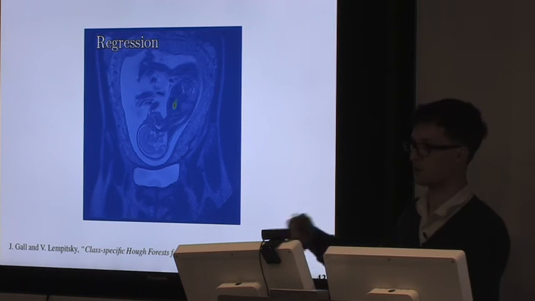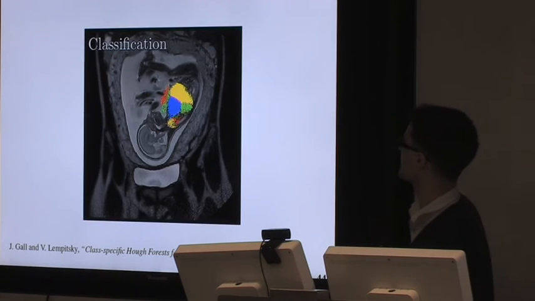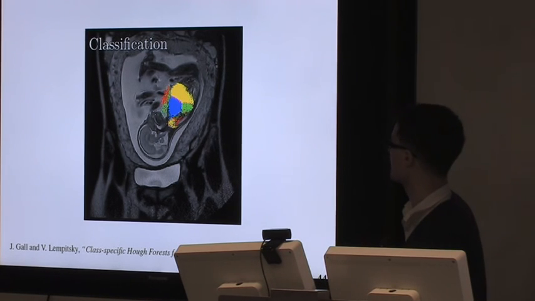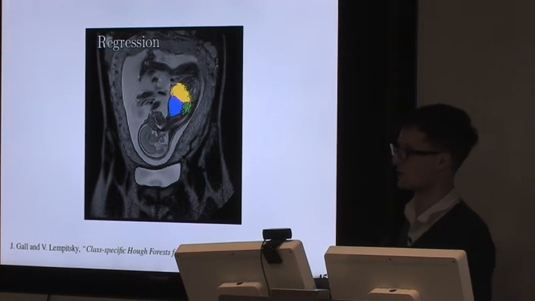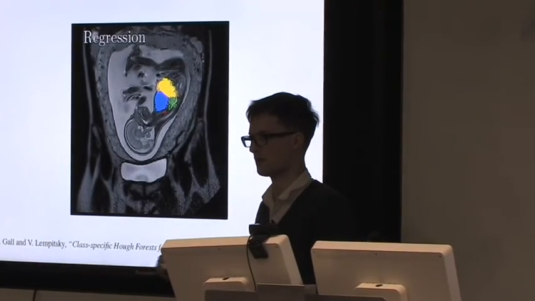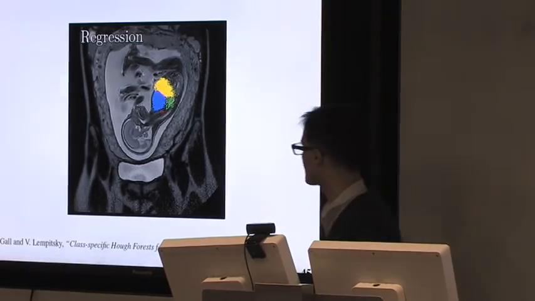So you do this for the heart. And then you do this for the other organs. You've got first a classification step, which is followed by a regression step. So what I'm actually showing here is the back projection of the regression votes.